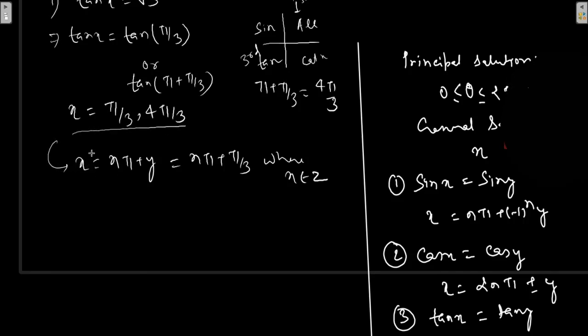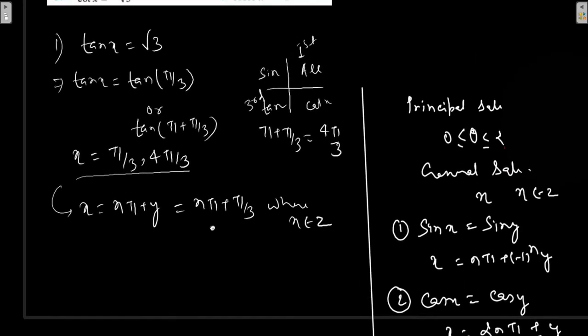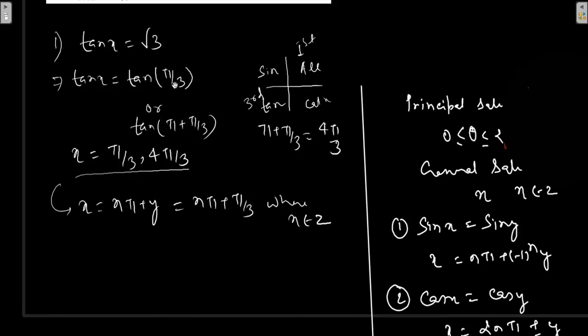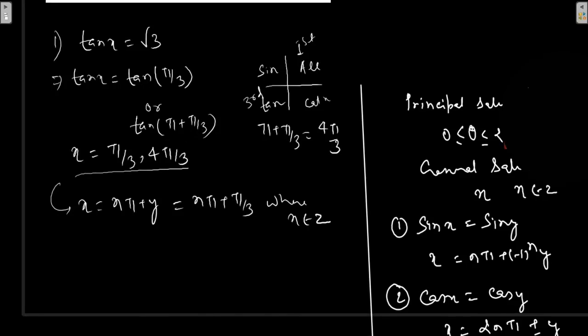What will be my general solution? Let's see if we can work it out from this itself. Here you can see one part was pi by 3, and for the next one I was doing tan of pi plus pi by 3. So when you write it, the first one you can write as 0 plus pi by 3, right?